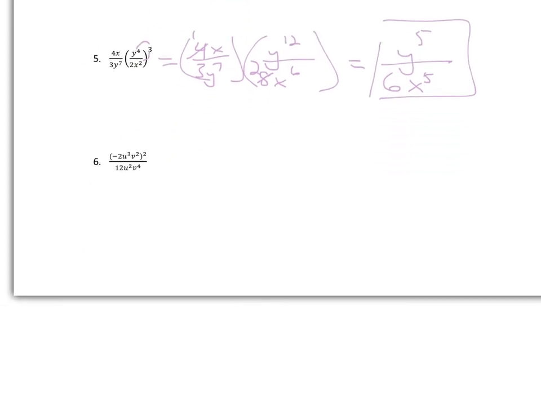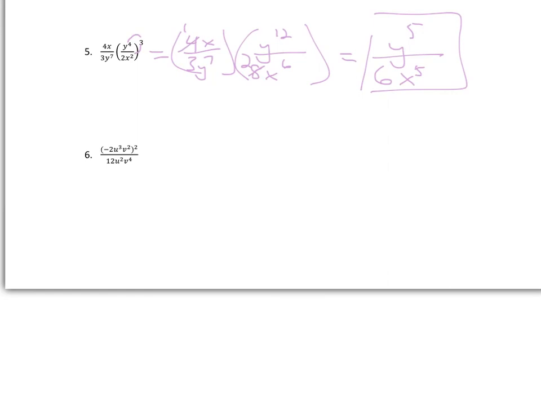Last one, here's the hardest one, kind of. It's not overly crazy, but we have to make that squared happen first. We have to multiply everything by itself. So remember negative 2 times negative 2 is positive 4. We've got u to the 6th, v to the 4th, all over 12u squared v to the 4th. Got to make sure that squared attaches to everything on top because of the parentheses.